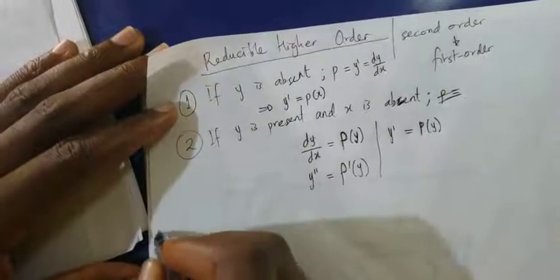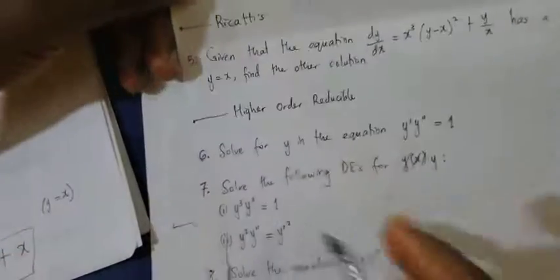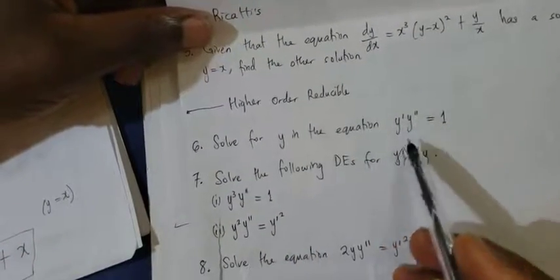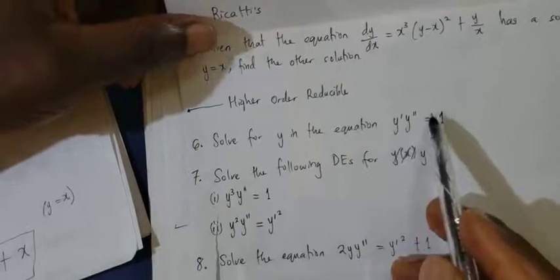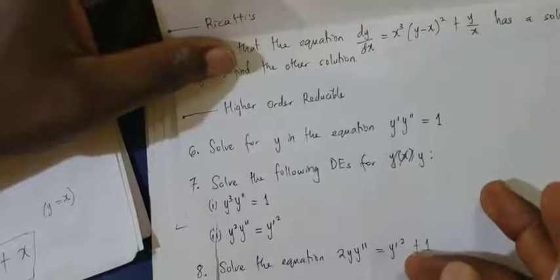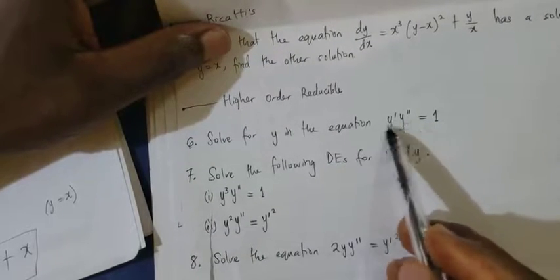So let's solve a problem on each so that you understand what we're talking about. Look at number 6 problem. Solve for y in the equation y prime times y double prime equal to 1. This is dy/dx multiplied by d squared y/dx squared. So this is a non-linear second order differential equation. In this case, y is not there, so we can use this first approach.